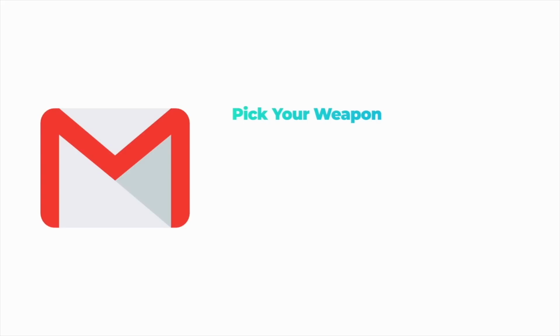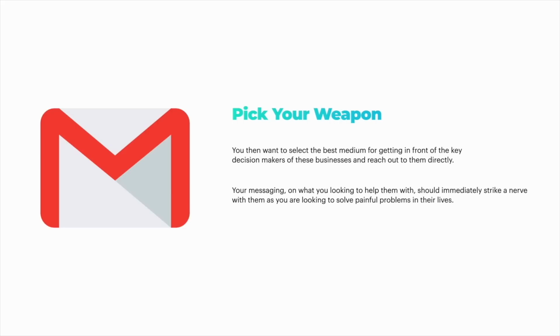Then what you want to do is pick your weapon of outreach. What I mean by that is, you want to select the best medium for getting in front of key decision makers of these businesses, and reach out to them directly to speak with them and set up meetings. So your messaging on what you're going to be helping them with should immediately strike a nerve with them. As in, you need to find a problem that's very painful for them, and if they could solve it, they're willing to pay money. And then you say that you specialize in that service and that you can help them with this.